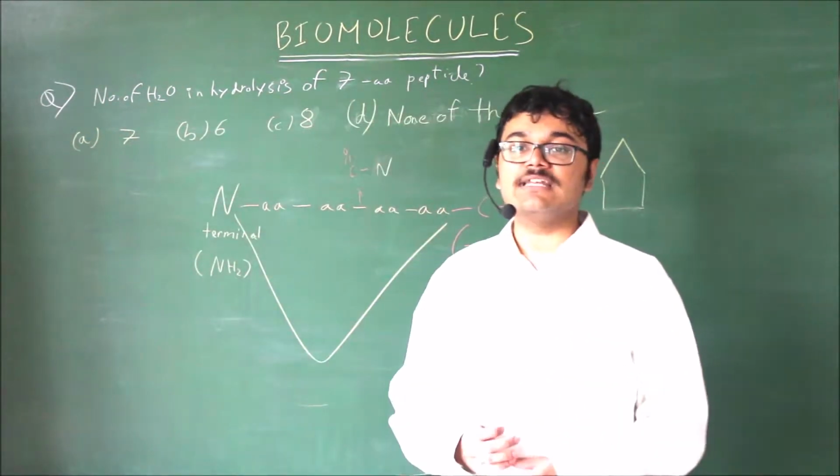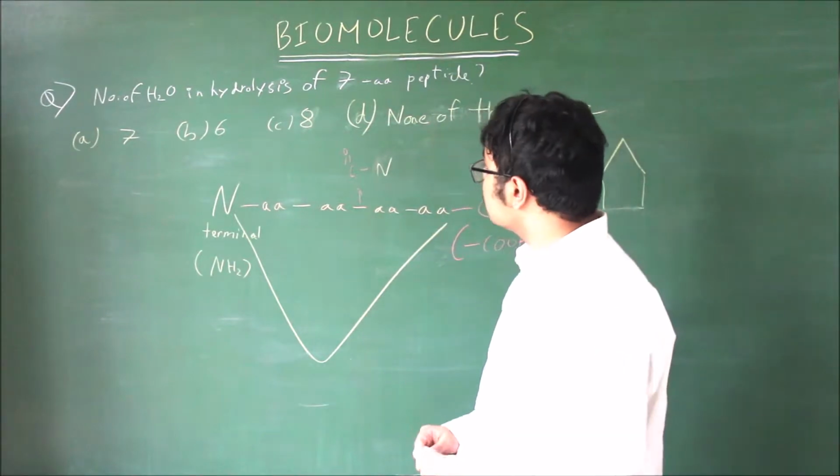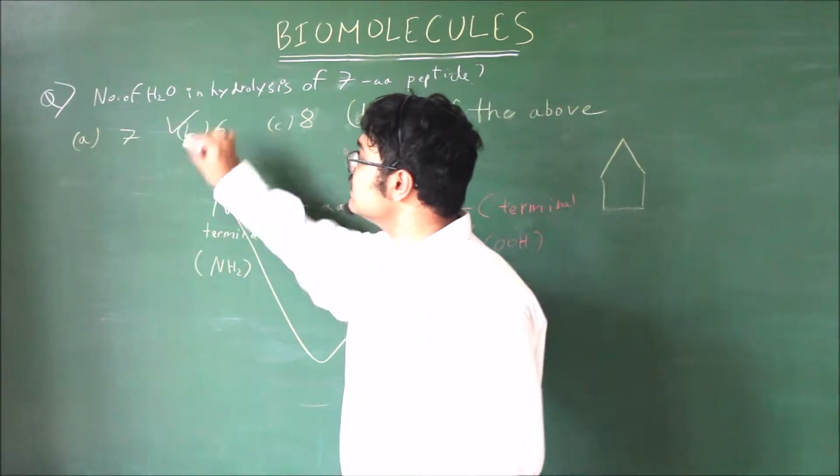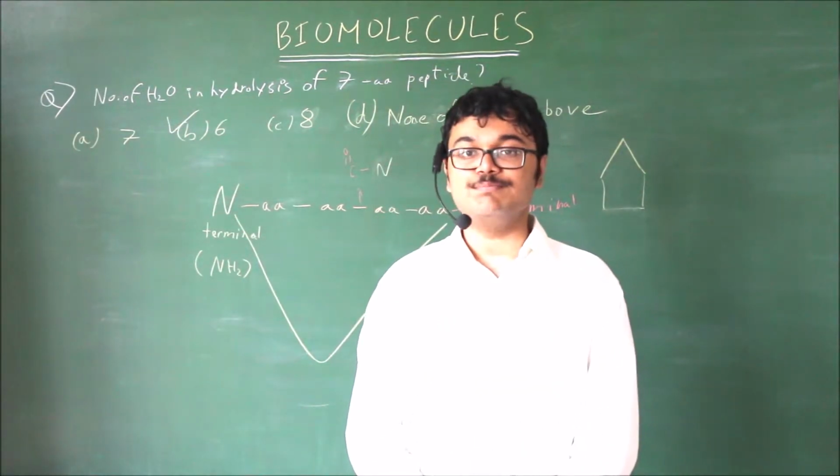To break each peptide linkage, you will need one water molecule, and therefore to break 6 peptide linkages, you will need 6 water molecules. The answer is B.